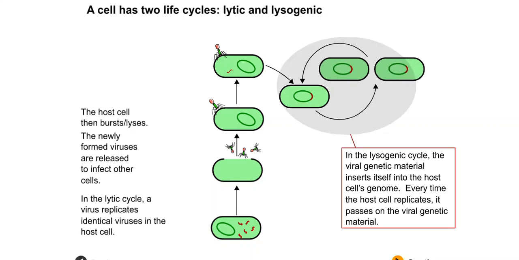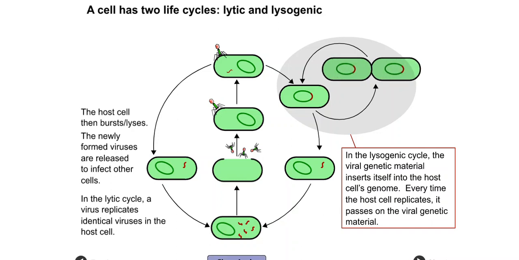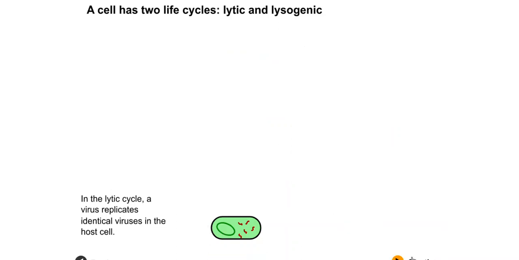In the lysogenic cycle, the viral genetic material inserts itself into the host cell's genome. Every time the host cell replicates, it passes on the viral genetic material. This is how the virus is replicated. We can click it again to see the video.